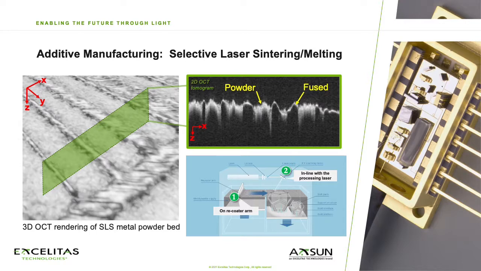The OCT scanner can be attached to the recoater arm to characterize surface roughness and identify irregularities before and after a round of sintering, or the OCT beam can be integrated in line with the processing laser beam to enable keyhole depth and porosity measurement during sintering.